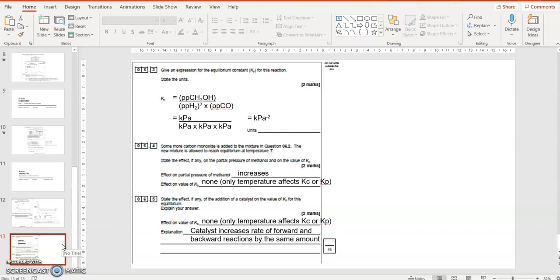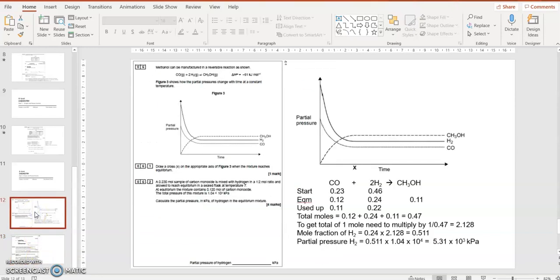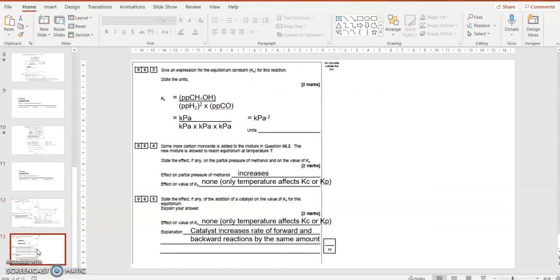Some more carbon monoxide is added to the mixture. What will happen to the partial pressure of methanol? Well, I've added carbon monoxide, which is on the left. It's a reactant, so by Le Chatelier's principle the system will want to use that up. It will use it up to make more methanol. So the amount of methanol in the mixture will increase, and therefore the mole fraction and partial pressure of methanol will also increase. Effect on Kp, none. Temperature is the only thing that affects Kc or Kp, any of these equilibrium constants, so the answer is none.